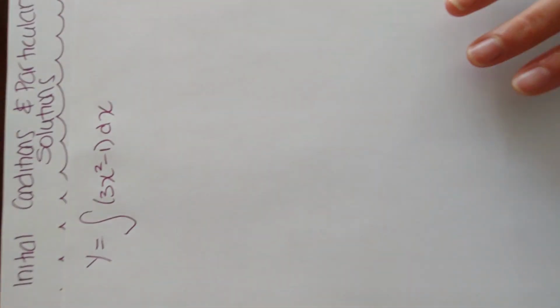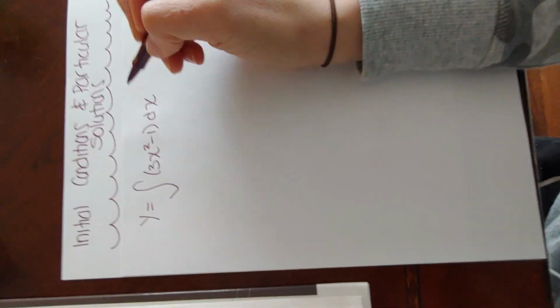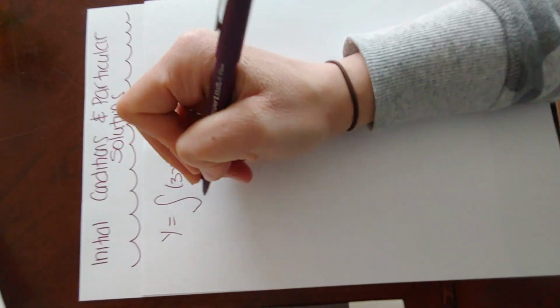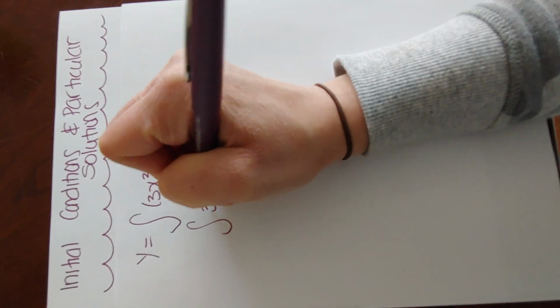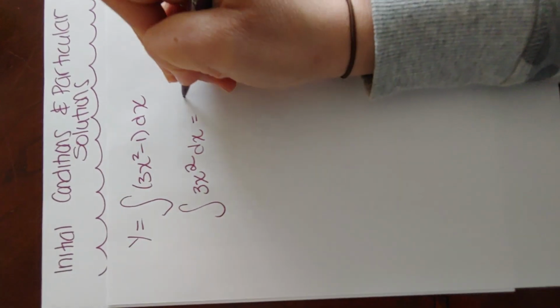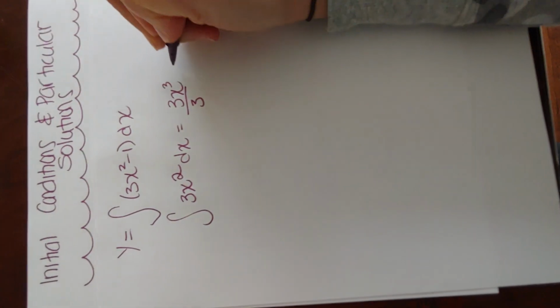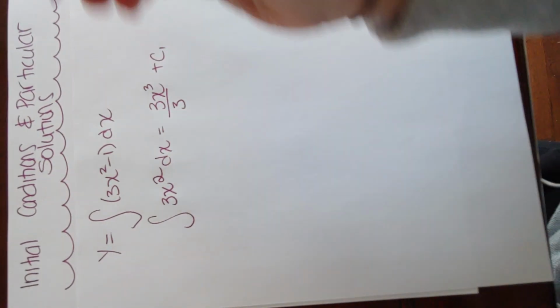All right, so we're going to work a little more with the integration. Let's review how we would integrate this polynomial here. Okay, so we're going to integrate it by piece. So I'm going to do 3x squared with respect to x. So I add 1 to the exponent, I divide by it, and then I have plus some constant.